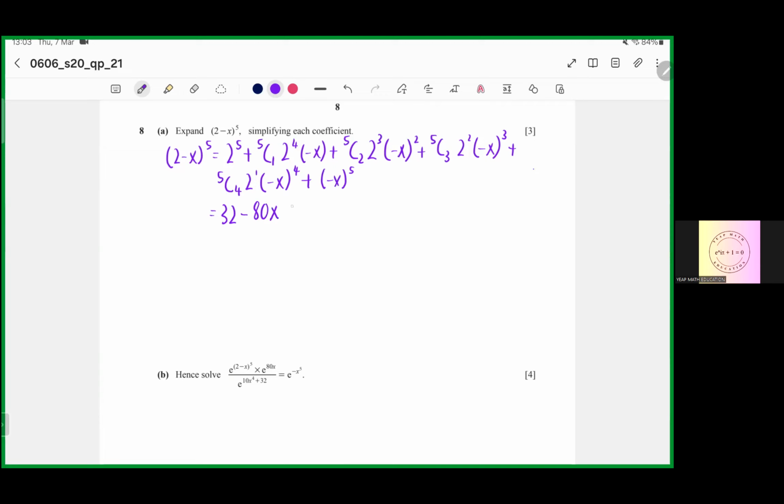So we get 32 minus 80x plus 80x squared minus 40x cubed plus 10x to the power of 4 minus x to the power of 5.